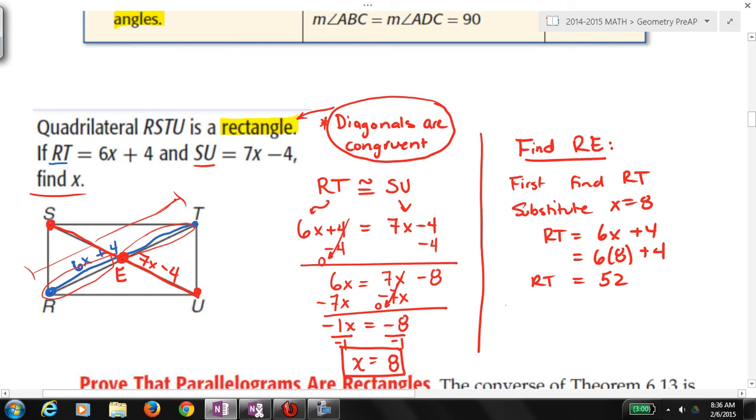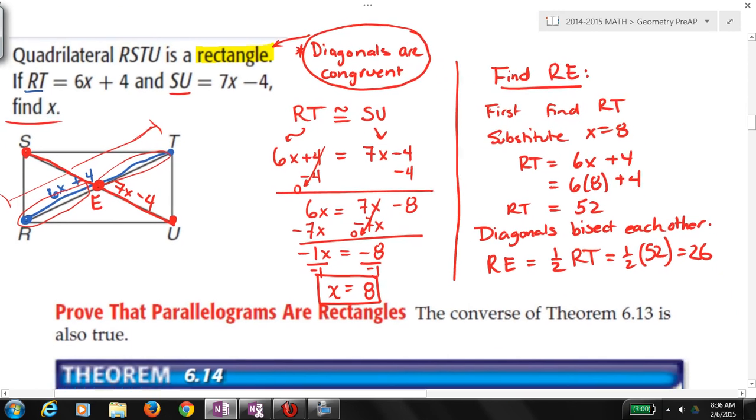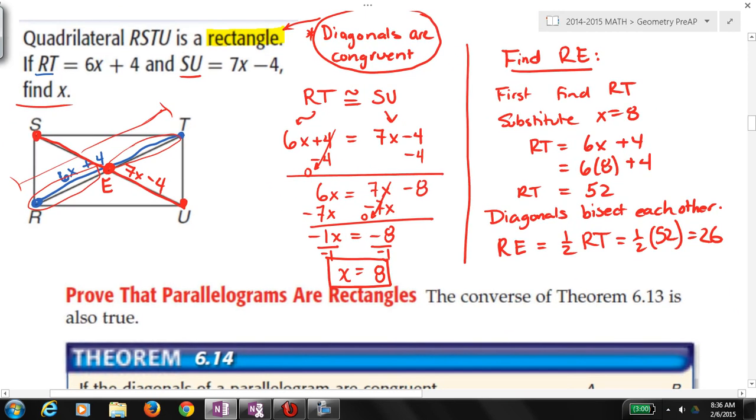And because in a rectangle, diagonals bisect each other, I know that RE is going to be 1/2 of one diagonal, which is RT, which is 1/2 of, now that I know RT is 52, it's going to be 26. Alright, and I know it didn't ask for that, but on your assignment you are going to see problems like this. So just make sure that you read the directions carefully.